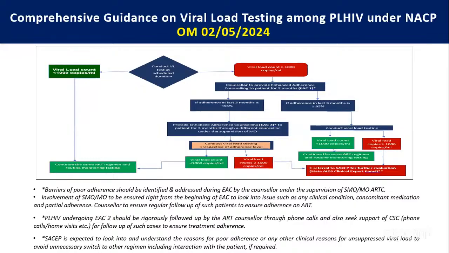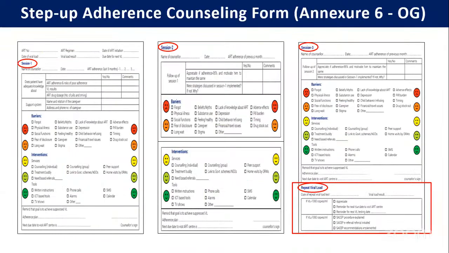The role of this SACEP is expected to look into and understand the reasons for poor adherence. What is the crux of this issue is the poor adherence. Understand the reasons for poor adherence of a particular PLHIV or any other clinical reasons for unsuppressed viral load to avoid unnecessary switch to a second or a third line. That is very important. And I think this is all.